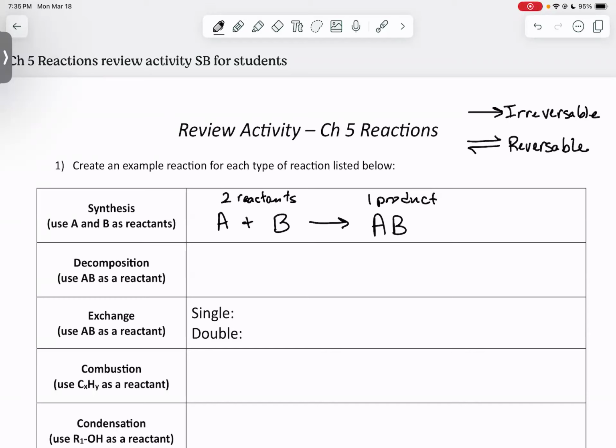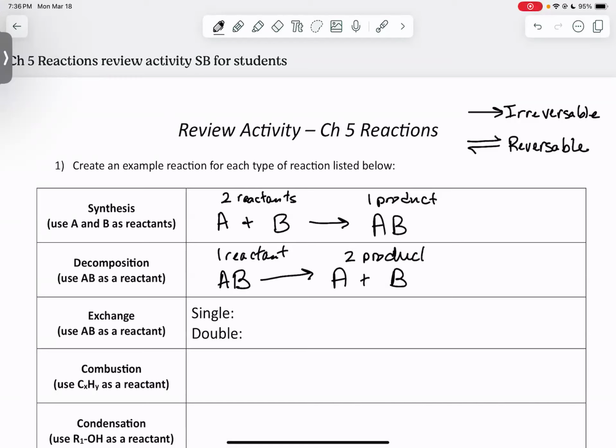All right, decomposition, use AB as a reactant. So here we have one reactant, and then we're going to decompose it into A plus B. So we got two products. It might be one reactant and three products, but you're starting with one thing and you're breaking it down.